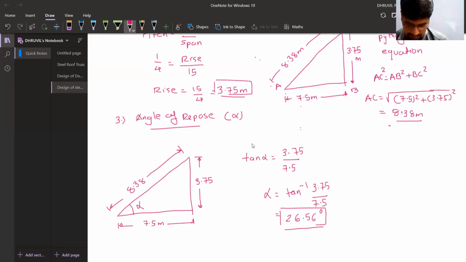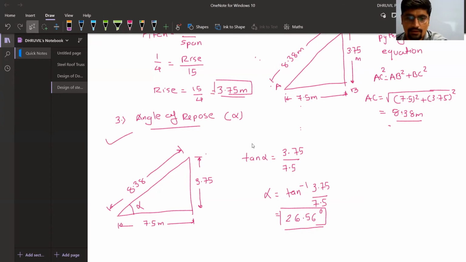So the equation is 3.75 divided by 7.5, shift to tan inverse, which is 26.56 degrees. Okay, now we have found three things: the angle of repose, central rise, and length of PR.